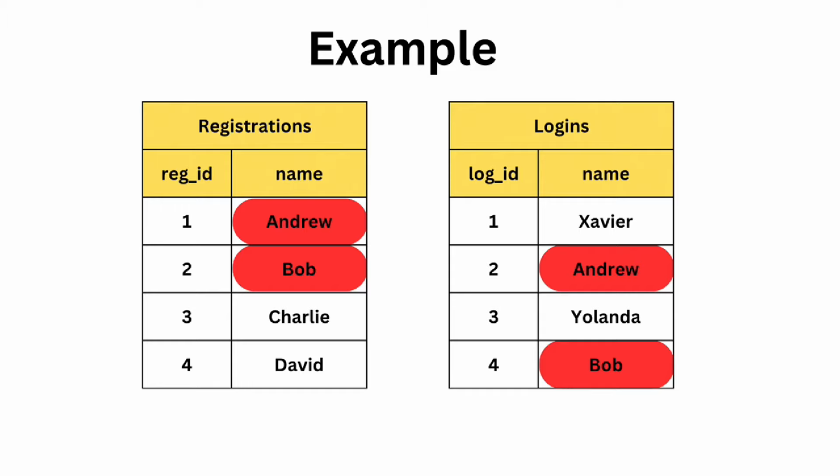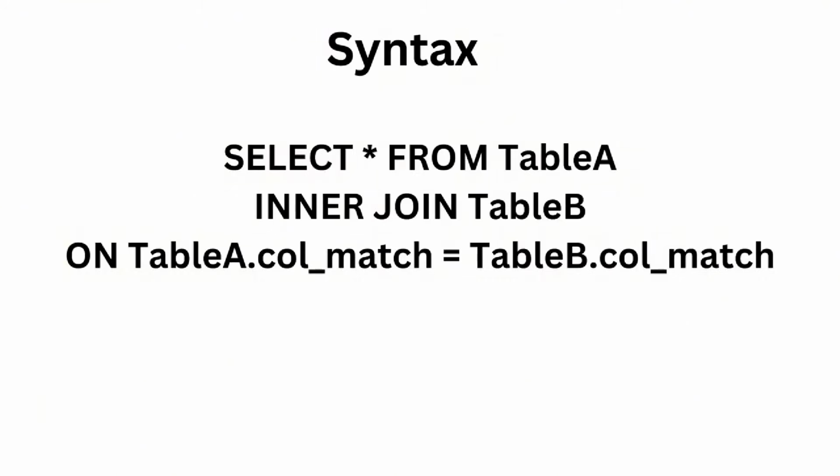So where do we actually have a match in both tables? Well, we have Andrew and Bob. Andrew and Bob are the only ones that both registered and logged in the day of the conference. So an inner join is going to be able to join these tables together for records that are a match in both tables. So when we're talking about an inner join, we're only looking for the set of records that happen to be in both tables. And in this case, that would only be Andrew and Bob.